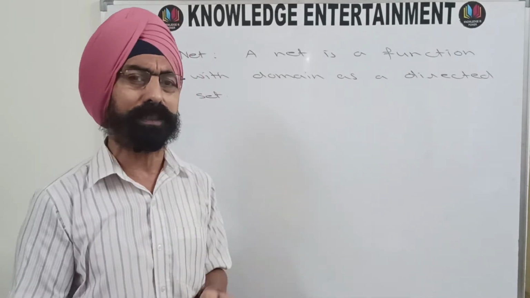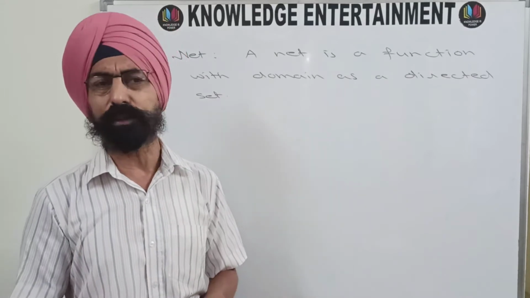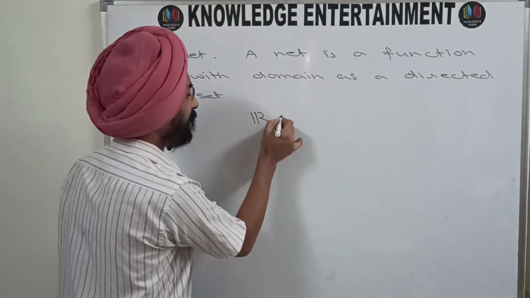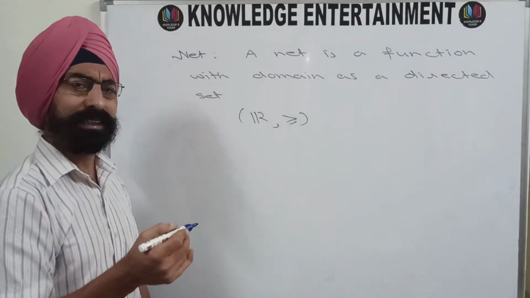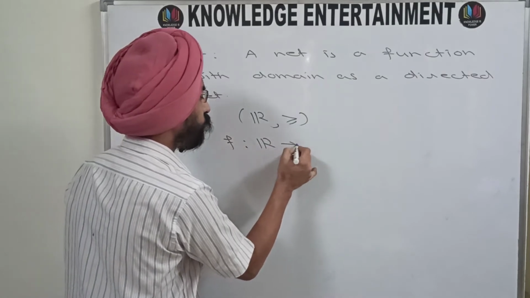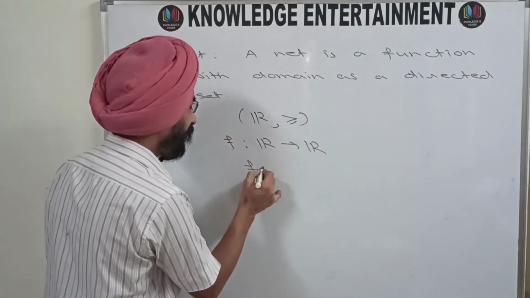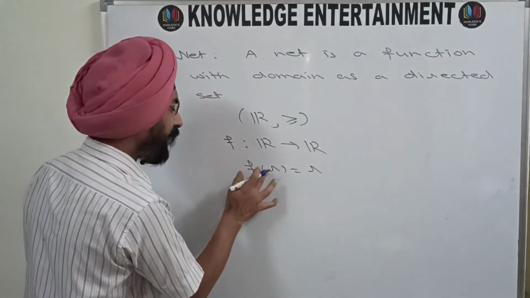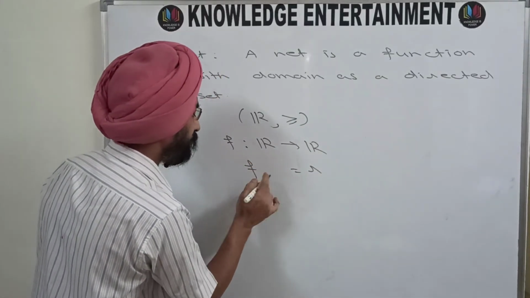We will give some examples to clarify this concept more clearly. So for example, your R with greater than or equal to is also a directed set. You define f from R to R as f of r is equal to r, or f of r you can say fr.